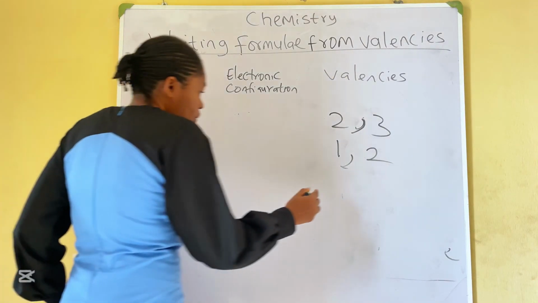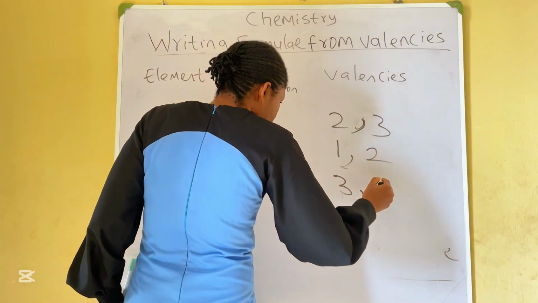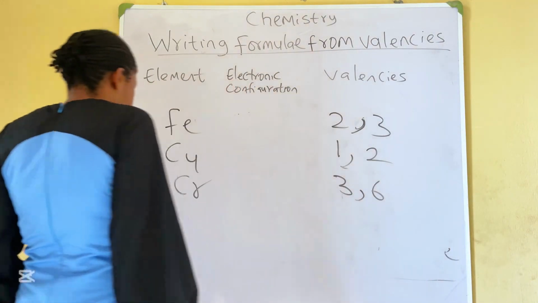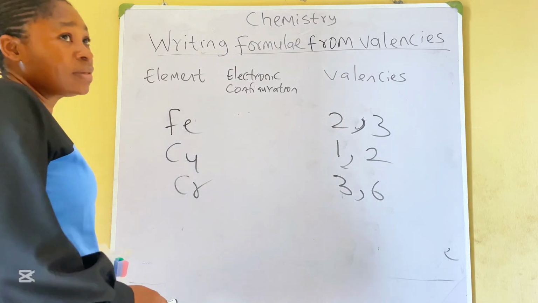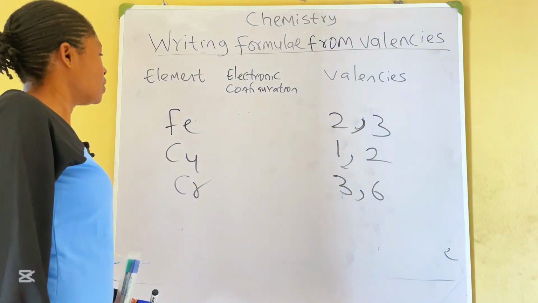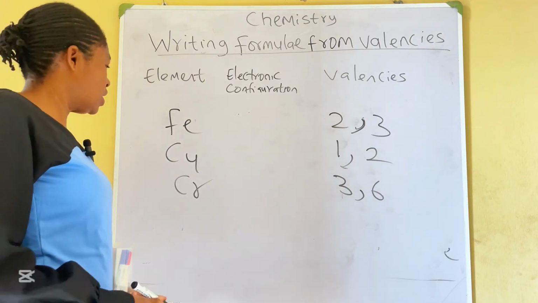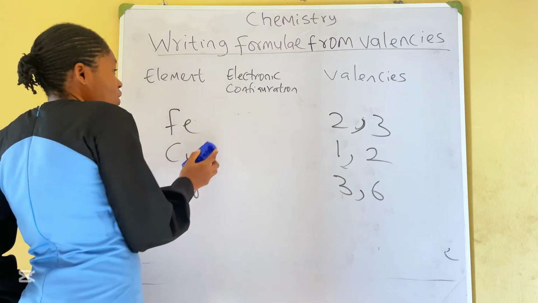Chromium, 3, 6. Manganese, there's so many of them. Manganese, vanadium, and so forth. So some metals have variable oxidation states. So you have seen them. Okay, having known your valency, let's look at what?